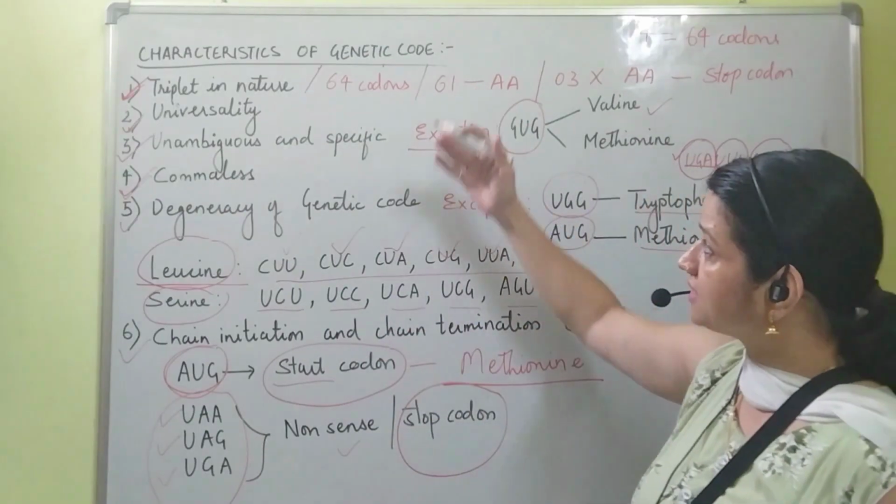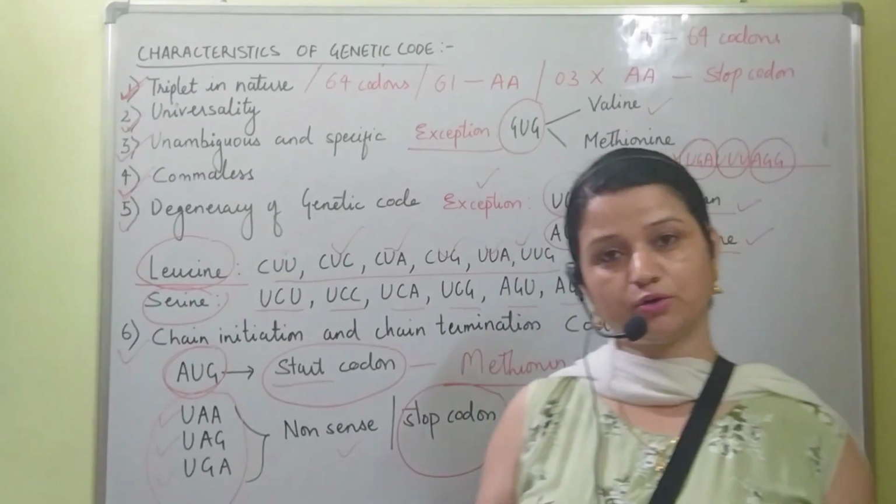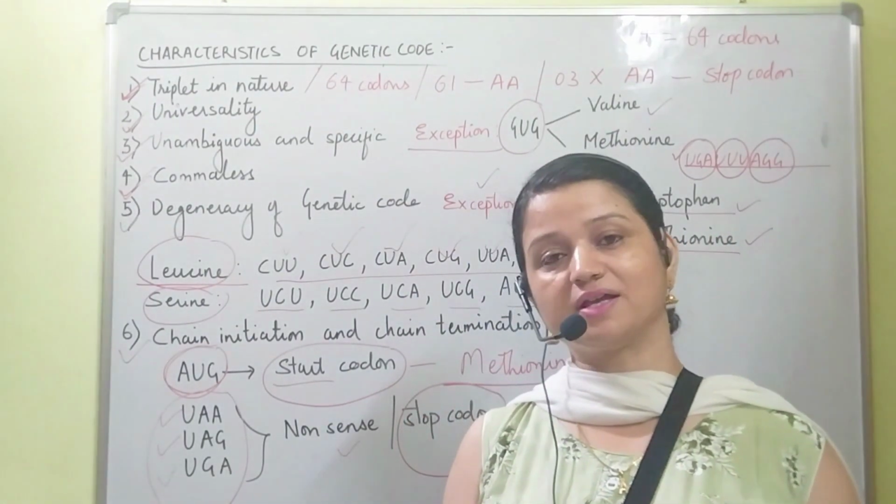So here, these are the characteristics of the genetic code. I think now this topic is clear to you.